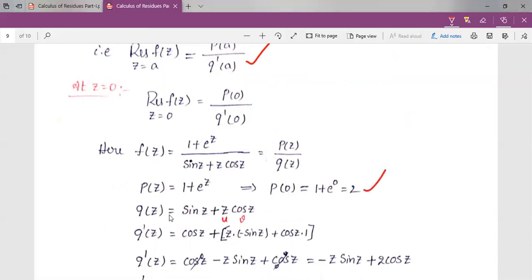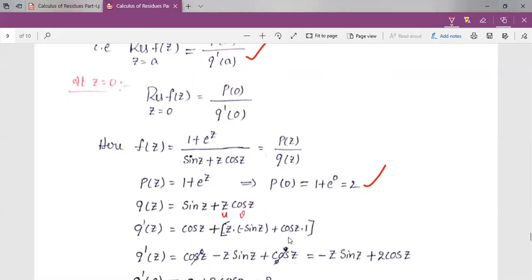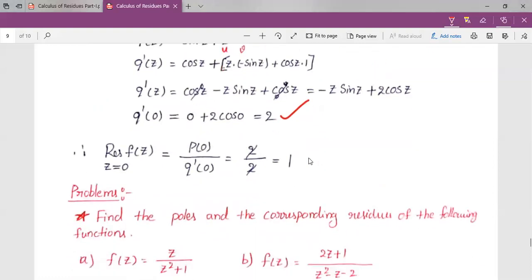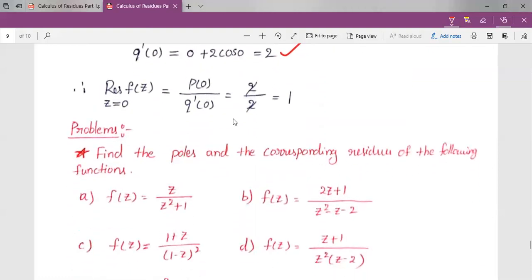Now we find out the q dash of 0 value. For finding q dash of 0 value, first we calculate q dash of z. That is, we differentiate q of z one time. We get cos z plus z into minus sin z plus cos z. Here we use the differentiation of uv formula. We get 3 terms. Now we replace z tends to 0 here. We get q dash of 0 value, that is 2. Now we finally replace p of 0 and q dash of 0 here. We get residue of f of z at z equal to 0. So that is 1.